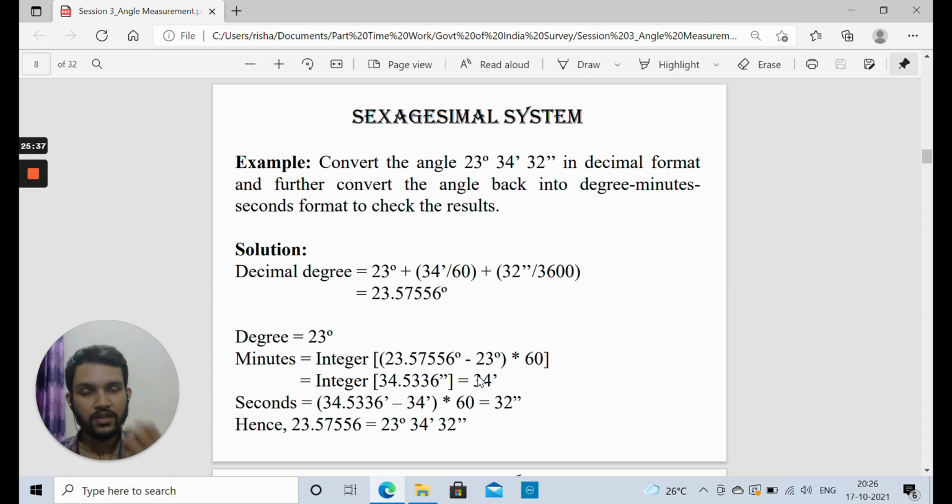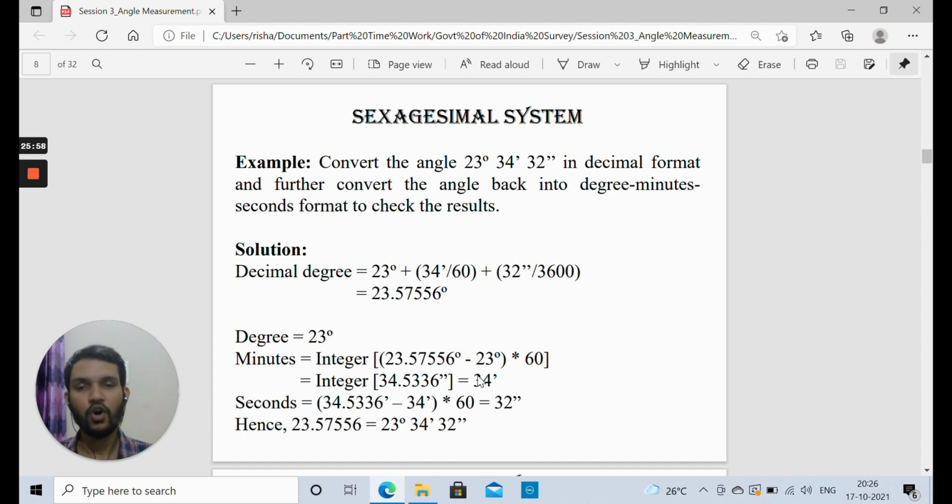So what you do, the portion in 23.57556, this angle which you are having, the integer part in this value will be the angle in degrees, that is only 23. Then for the next portion, to get the angle in minutes, what we do is take the portion that is existing after the decimal, that is 0.57556.